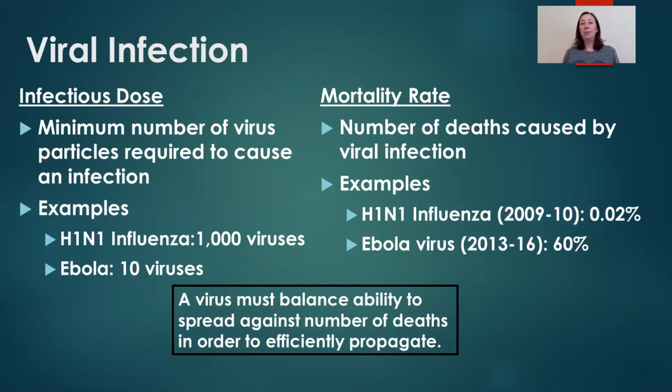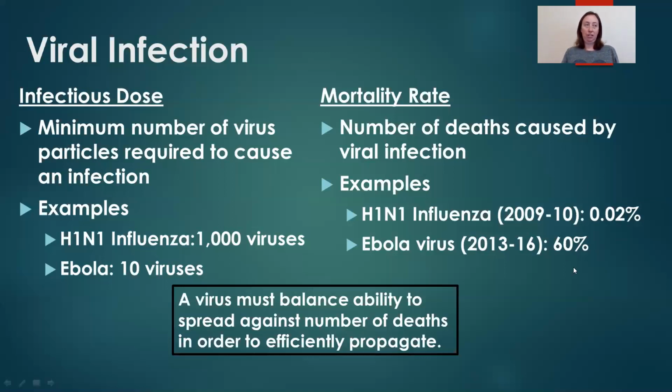If the virus kills too many people quickly, there's nowhere for the virus to go. If the virus has a high infectious dose, it takes a lot of people to spread. So the current coronavirus outbreak, so what I've read is it may be 100 to 1,000 viruses is the infectious dose. So it's similar to the flu in that way, but the mortality rate is about 3 to 5%. So that is significantly higher than the 2009 influenza pandemic.